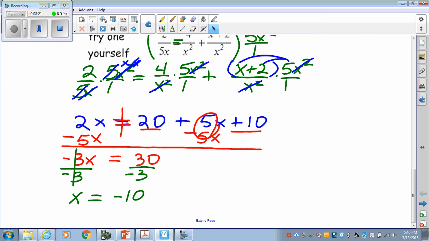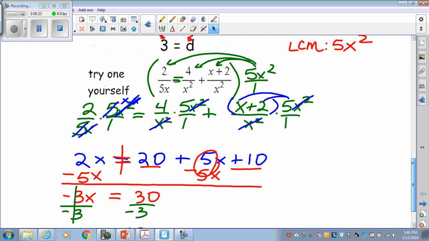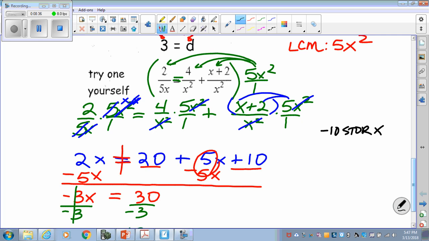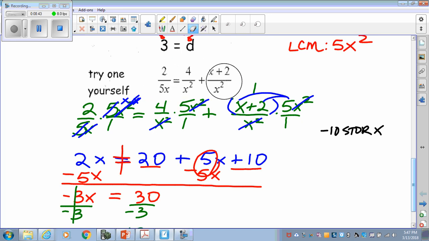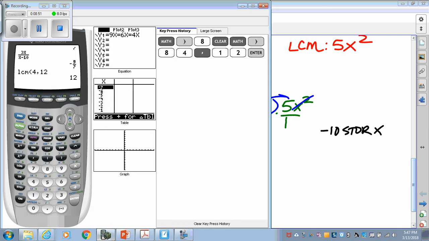Okay, and as always, I can check my answer by using my store function. So I have negative 10, and I'm going to store that in x, and see if my original equation is true. So let me erase that so we can type it in correctly, as I struggle with that. All right, so negative 10 was my answer, so I'm going to store that in x. Negative 10, store x.